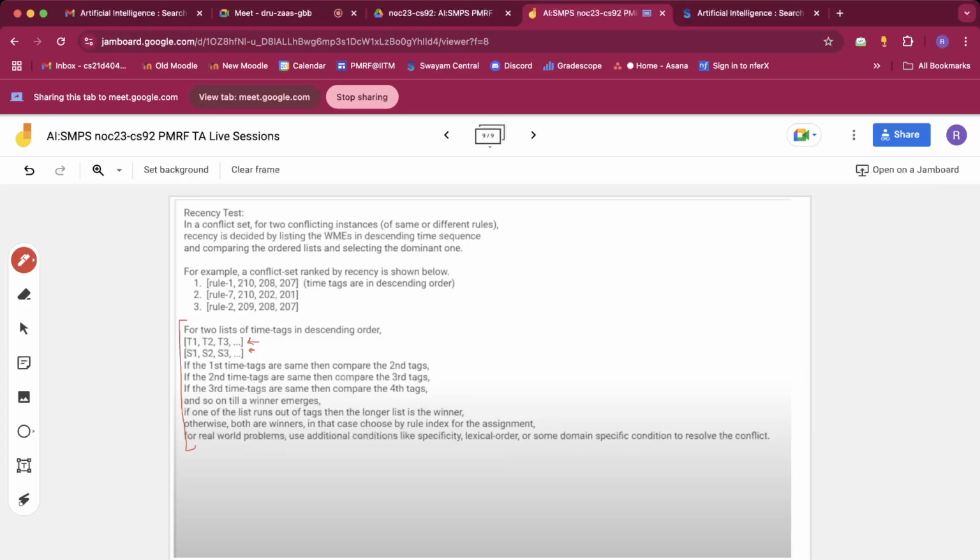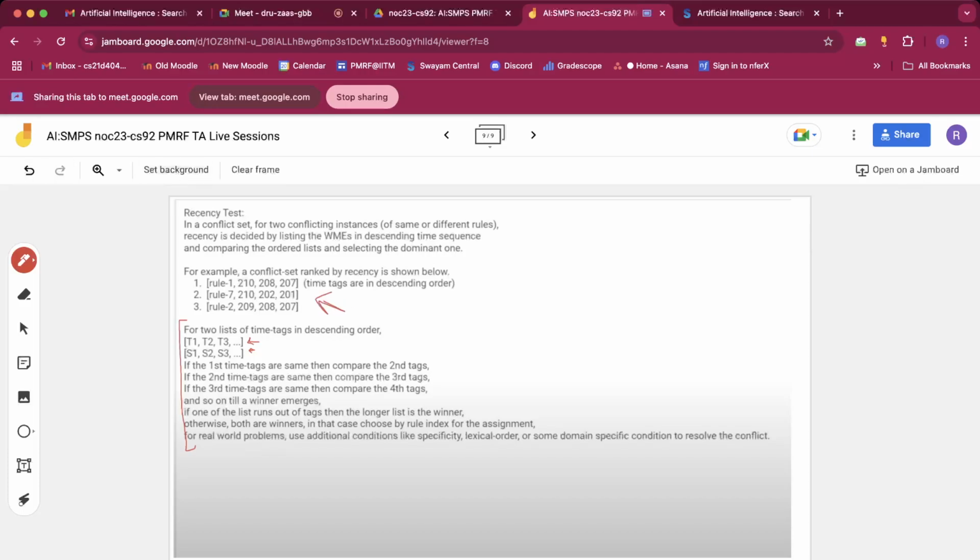Next, we will compare t1 and s1. If t1 is greater than s1, we will let this order be. If t1 is equal to s1, then we will compare t2 and s2. If t2 and s2 are equal, we will compare t3 and s3, and we will keep going until we reach the last. If s1 is greater, we will move s1, s2, s3 above t1, t2, t3. So that is how we will rank the different rule data tuples in decreasing order. An example is given over here.